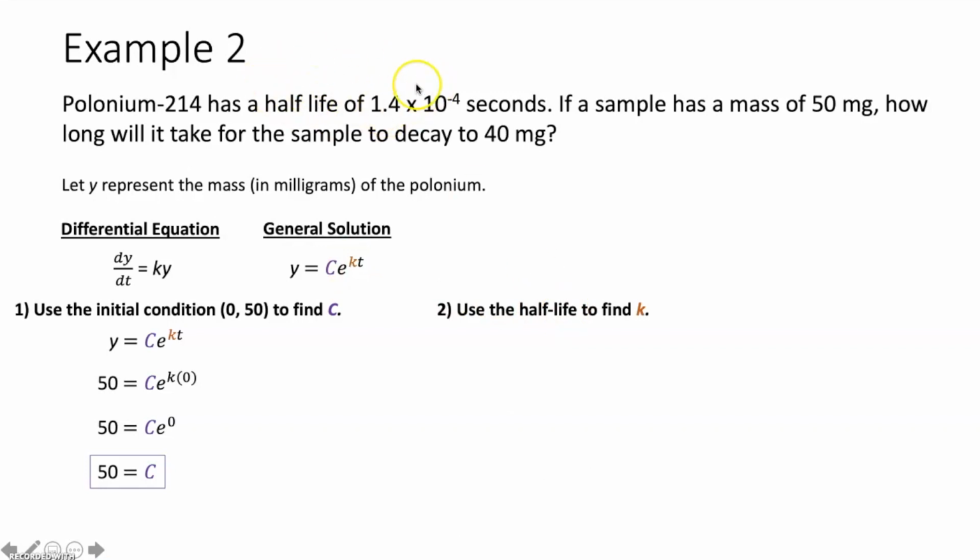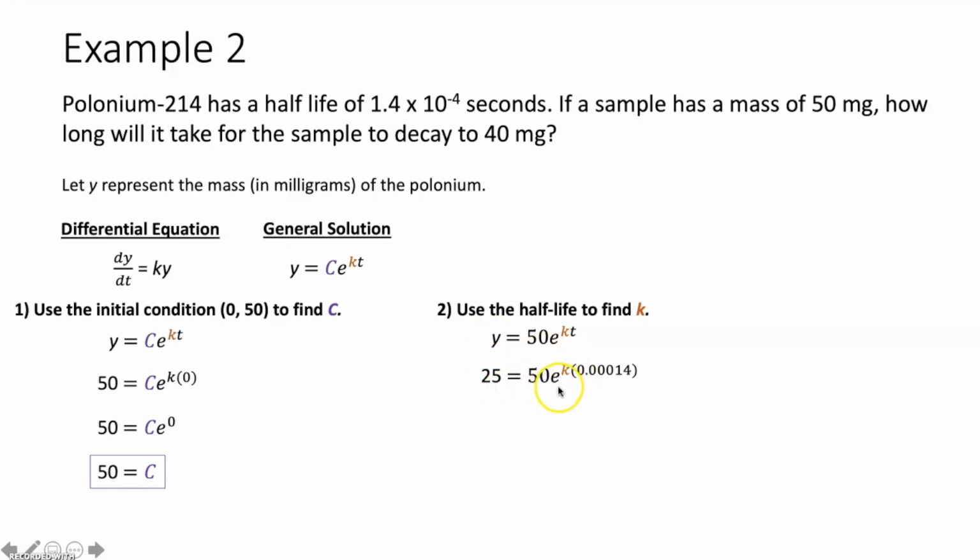So anytime you're given the half-life, that's just a sneaky way of giving us another initial condition. So a half-life is just another way of saying that you're going to start with some amount, and then after a specified amount of time, your half-life, your initial amount will be cut in half. So if we're taking 50 and plugging that in for c, what we can do is we can take the amount of time that our half-life is, which is 1.4 times 10 to the negative 4 seconds. We can plug that in for our time here, and we know that after that amount of time, our initial amount, 50, should be cut in half, meaning our y value over here should equal 25. That's what a half-life does.